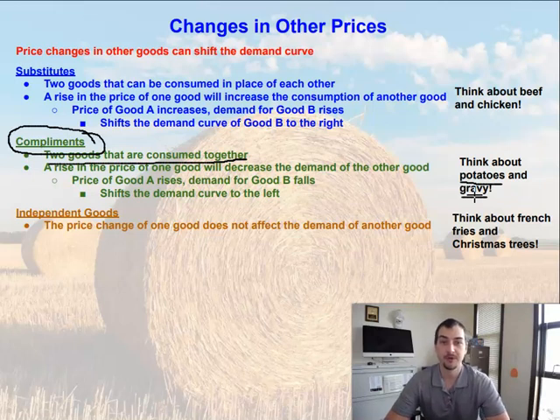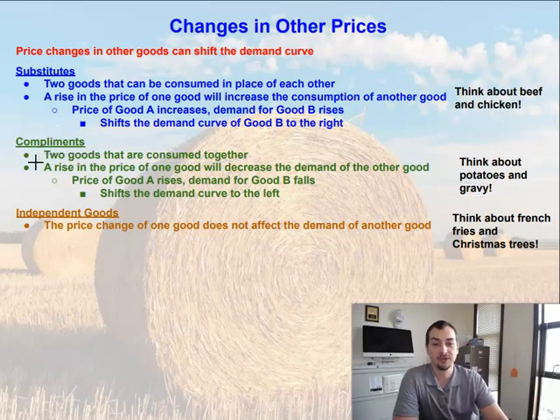Pancakes and maple syrup are another complement. The list can go on and on. Biscuits and gravy are another complement. Those two are consumed together. Peanut butter and jelly are complements. You've got hamburgers and cheese, and hamburgers and bread, and hamburgers and hamburger buns. Those are all complements because they're typically consumed together. So complements are two goods that are consumed together. A rise in the price of one good will decrease the demand for the other good.